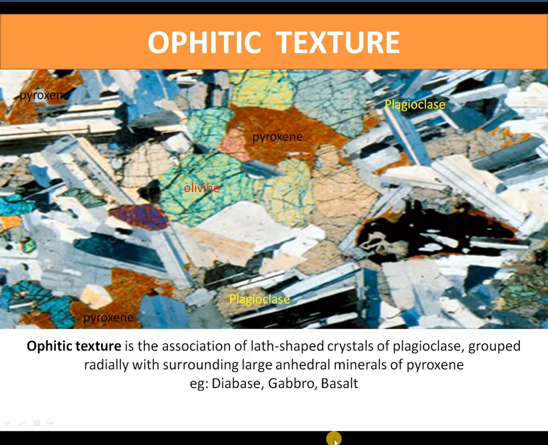Ophitic texture. This is the association of lath-shaped crystals of plagioclase. You can see there are so many plagioclase mineral grains in this thin section, grouped radially with surrounding large anhedral minerals of pyroxenes and olivines. We can see this type of ophitic texture in diabase, gabbro and basalts.